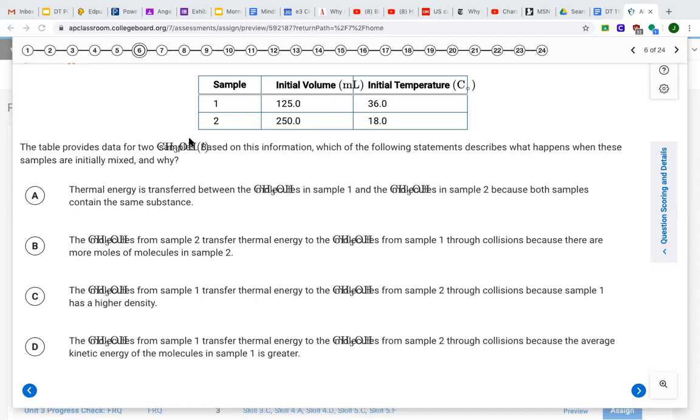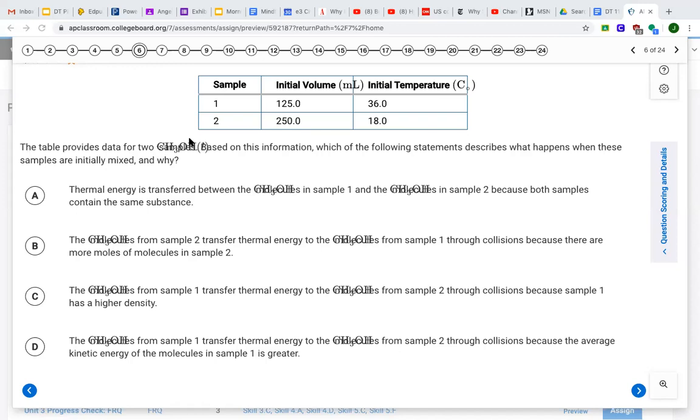They're not the same chemical. So would one have a noticeably higher density than the other? No? No, because they're the exact same chemical. So that's why C is wrong, okay? In truth, sample 1 has probably a slightly lower density than sample 2 just because it's a little bit higher in temperature, but that's negligible. We don't take that into account. That's not going to affect thermal transfer.